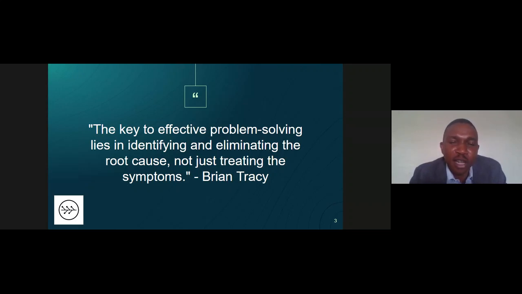So let's begin with this quote from Brian Tracy. He said that the key to effective problem solving lies in identifying and eliminating the root cause, not just treating the symptom. What Brian actually means is that for any problem that you face in your organization, technical or administrative, first of all, you have to identify what the root cause is. Having identified the root cause, then you put a control measure in place to eliminate it.